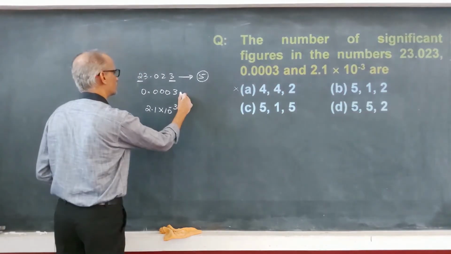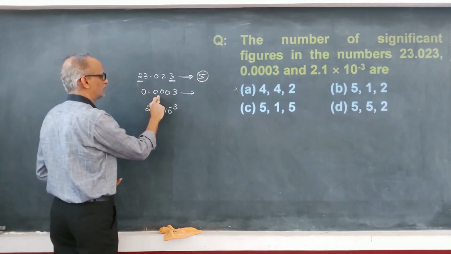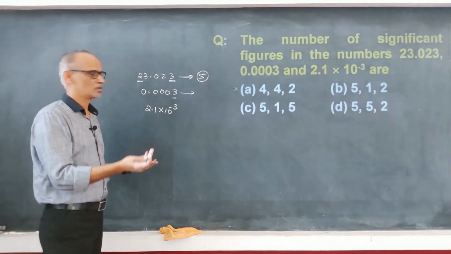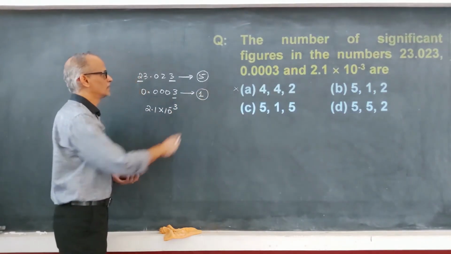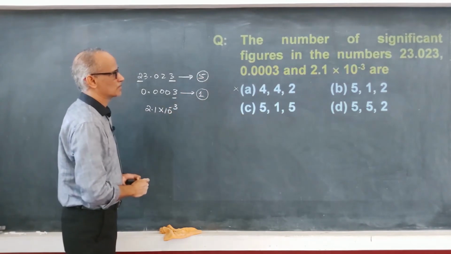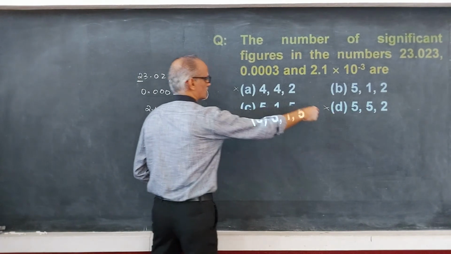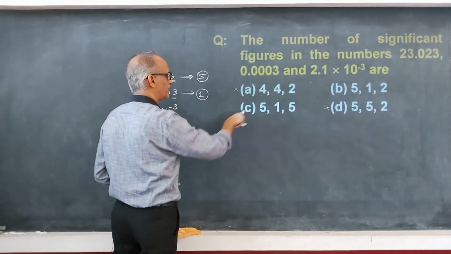Let's try the next one. Again, it's a number with the decimal. Most is the first non-zero. There is no other, so therefore that has to be 1. Number of significant digits 1. So 5 and 1. Now the option cannot be D because it's given 5, 5. So 5 and 1 is given in option B and C, 5, 1.